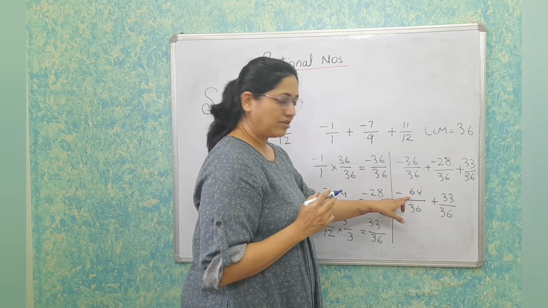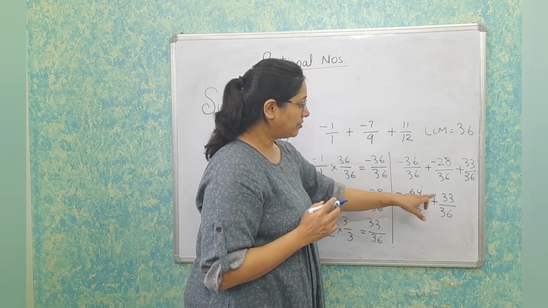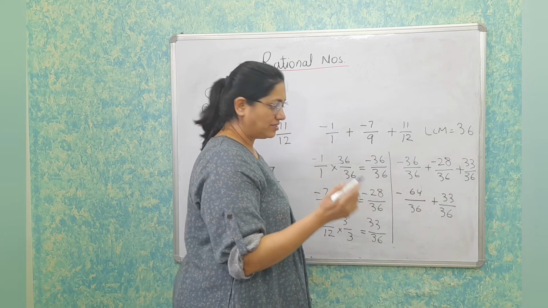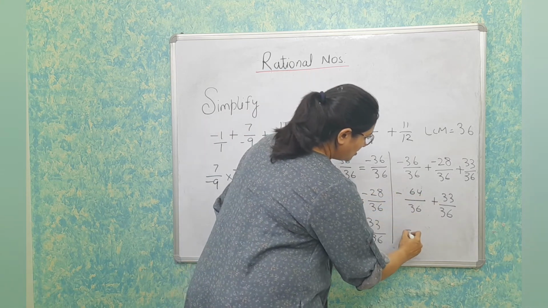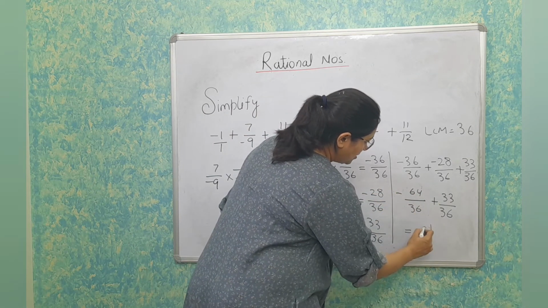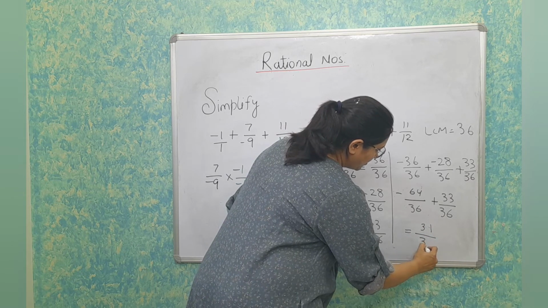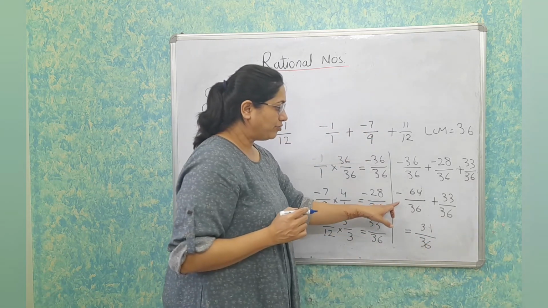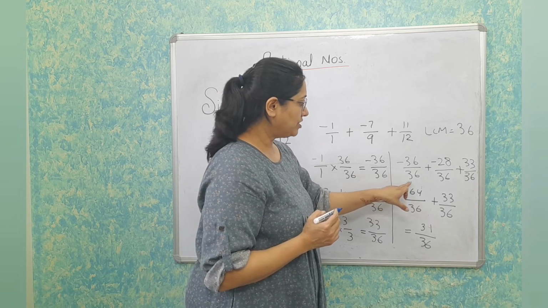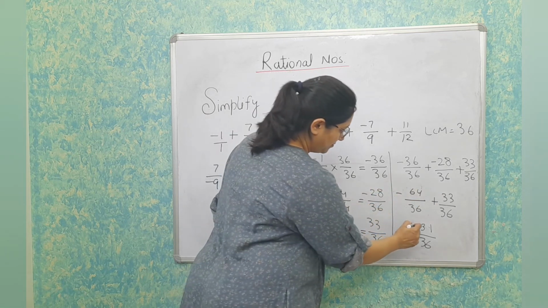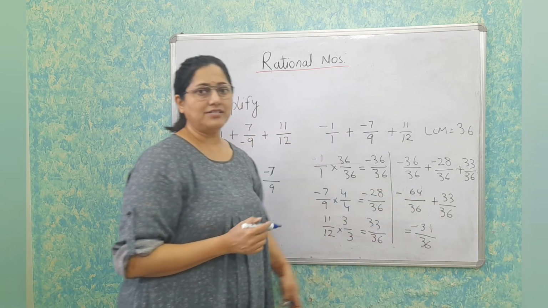Now see, this rational number has a negative numerator, but this one has a positive. So I will subtract. 64 minus 33 is 31. But the sign would be negative because 64 is greater than 33. So this is the answer.